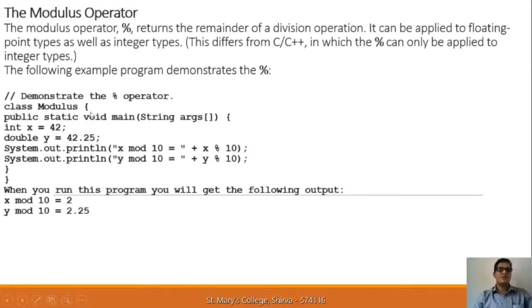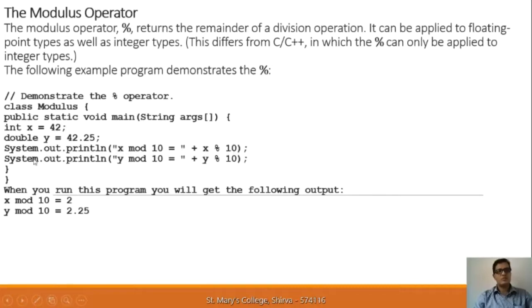If you see this sample program, you can identify class Modulus, public static void main String args, the main method. int x is equal to 42, double y is equal to 42.25. Now I am displaying the output statement by processing x mod 10 equal to, which is mentioned within double quotation marks. It will display as it is, x mod 10. What is the value of x? 42. 42 percent 10, the remainder is 2.